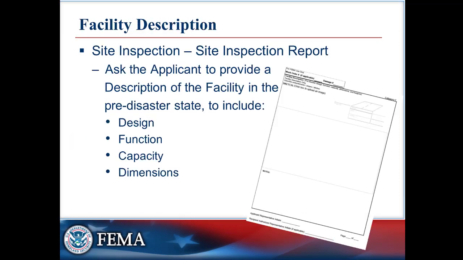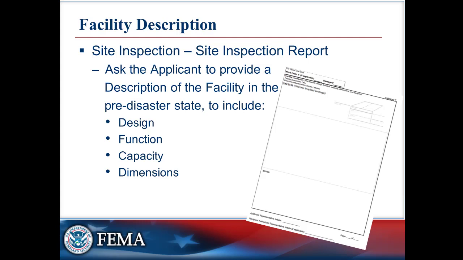During the site inspection, prior to getting any damages, the site inspector should ask the applicant to provide a description of the facility. This is generally located on page 2 of the site inspection report. And again, that facility description, as also listed on the site inspection report, encompasses that pre-disaster design, function, capacity, dimensions, and footprint. So the site inspector can work with the applicant to get the overall footprint and dimensions while in the field, and no damages are mentioned in this section.